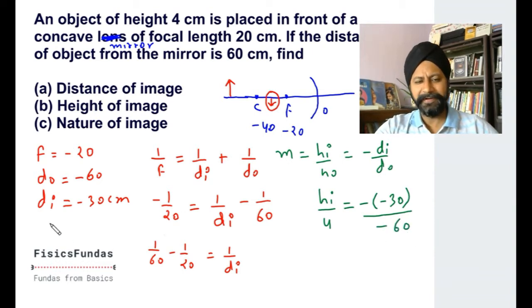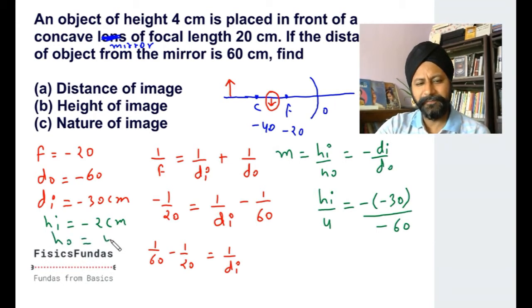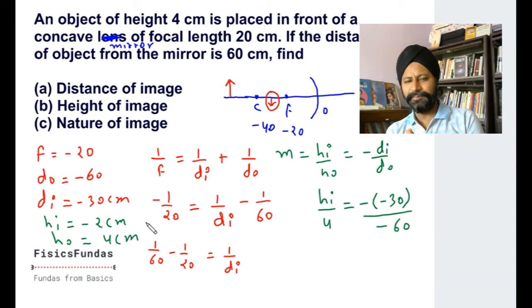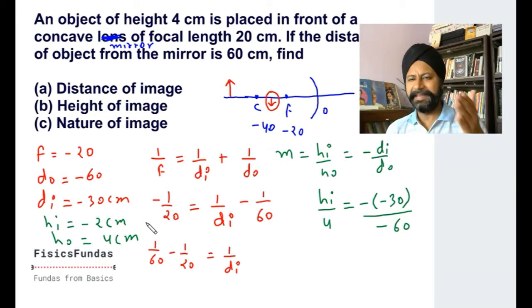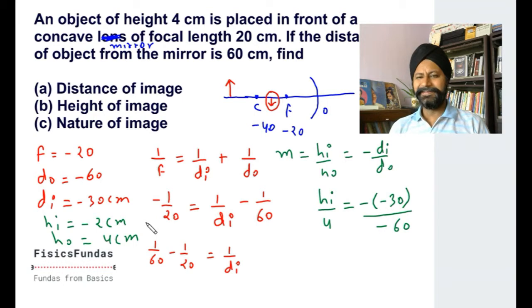So when you simplify, the height of the image comes out to be negative 2 centimeters, while the height of the object was positive 4 centimeters. So now look at it. My expectation was that the image has to be smaller. It is small indeed. My expectation was that the image has to be inverted. It is inverted because it's negative 2. So perfect. Everything is matching here. So the height of the image is negative 2 centimeters.